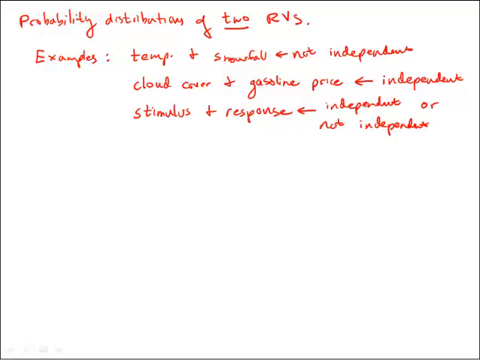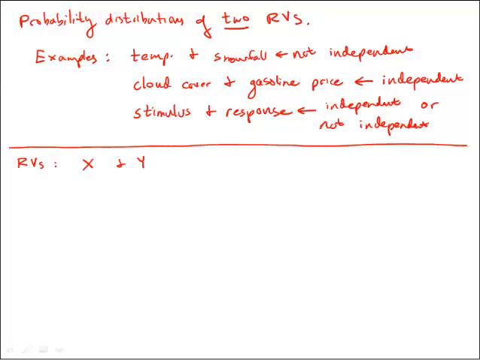Let's be a little more general now. Let's just call our random variables x and y. There are a number of different kinds of distributions involving two random variables. Let's go through and make a list.